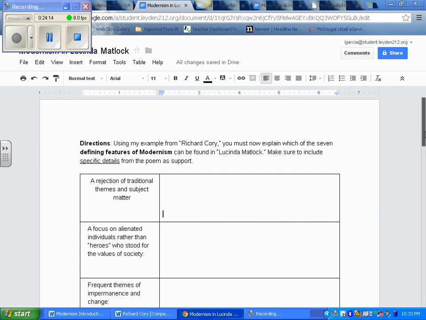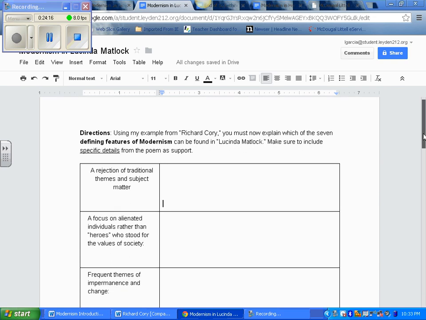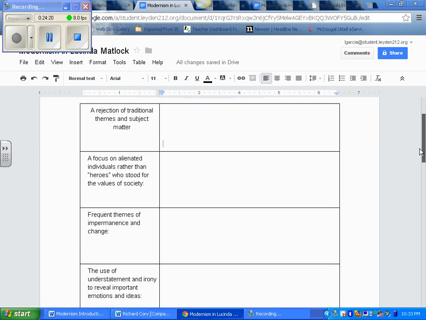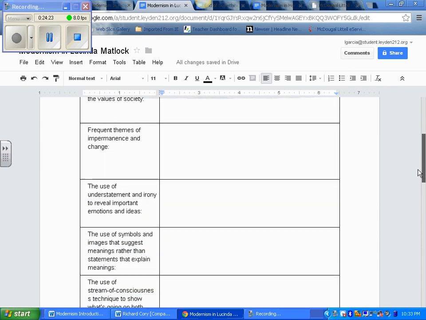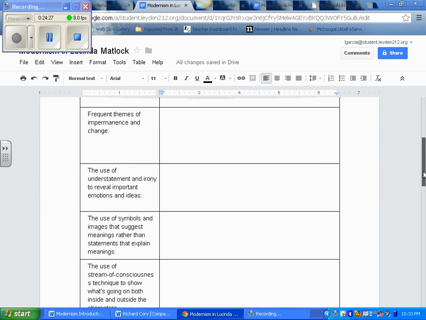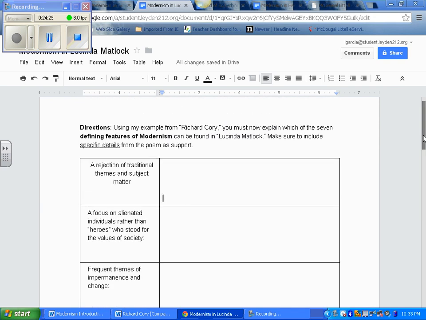And you're going to do exactly what we did together, but this time you're going to do it on your own. So going through the poem Lucinda Matlock, tell me which of these do you see examples of? Remember, if there is no example of that feature from modernism, then you just write none. But don't simply write none just because you don't want to do the work. Remember, I do look at this and I do grade it. So that's your homework for tonight. Good luck, and then I'll be sending along the screencast for Thursday and Friday class shortly.